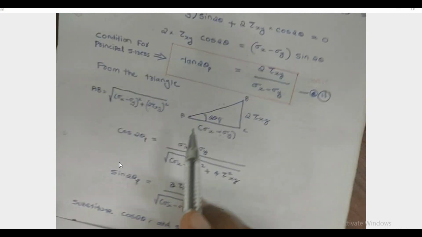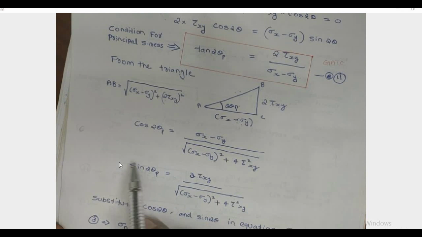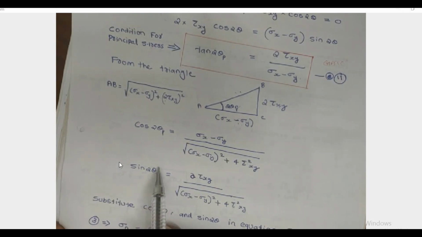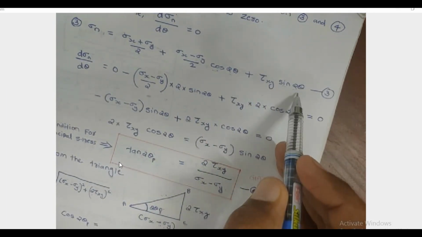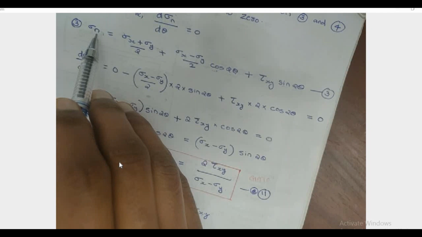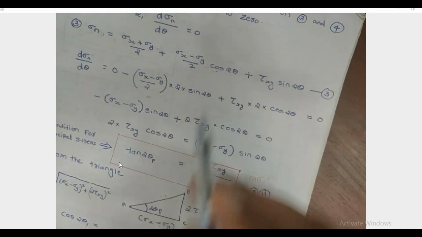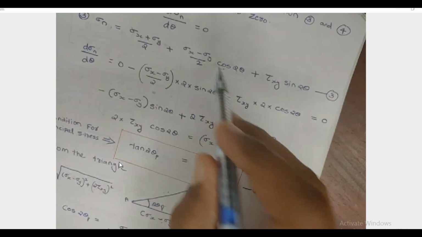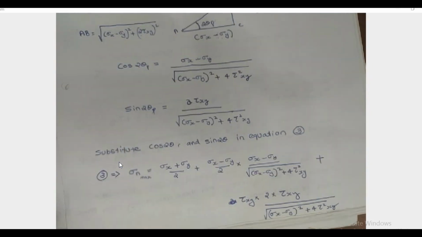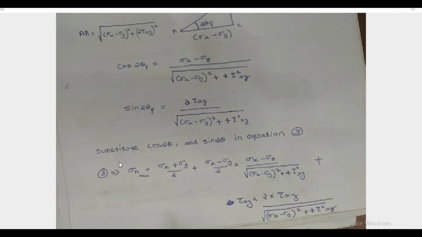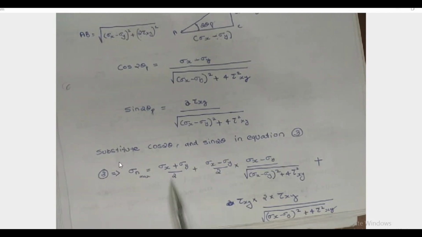So after this, I calculate cos 2 theta p and sin 2 theta p. Then these two values can be supplied instead of cos 2 theta and sin 2 theta. From that we can calculate sigma n, and if we substitute these two values here, this sigma n changes to sigma n maximum or principal stress. So that is this procedure. Here I am substituting sin 2 theta and cos 2 theta.